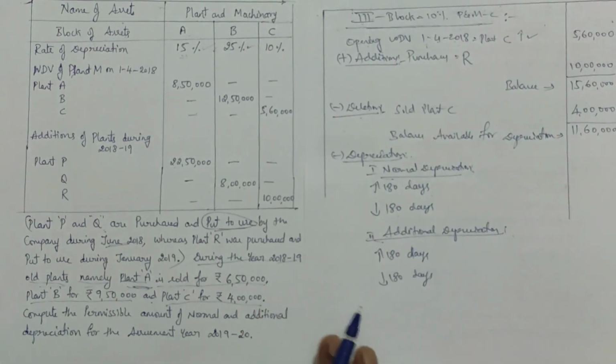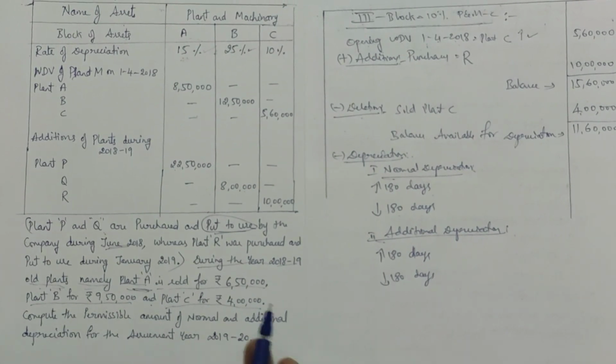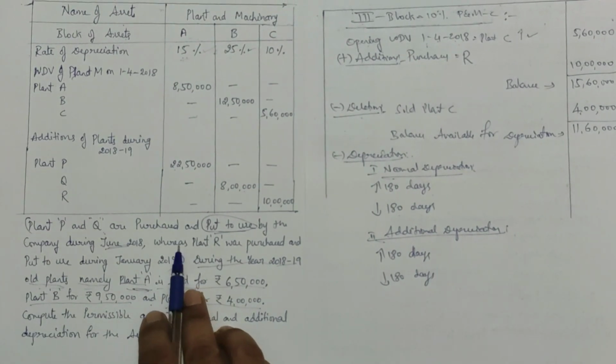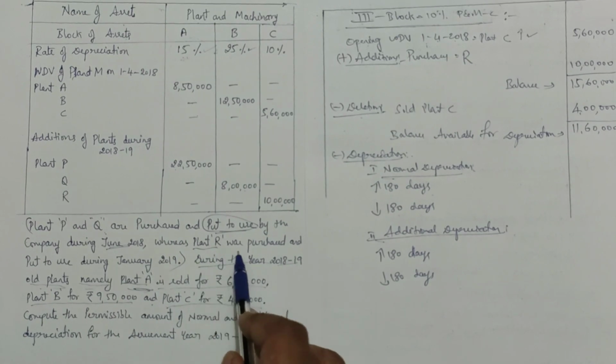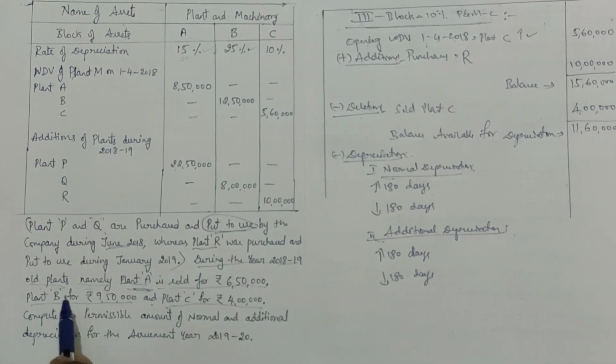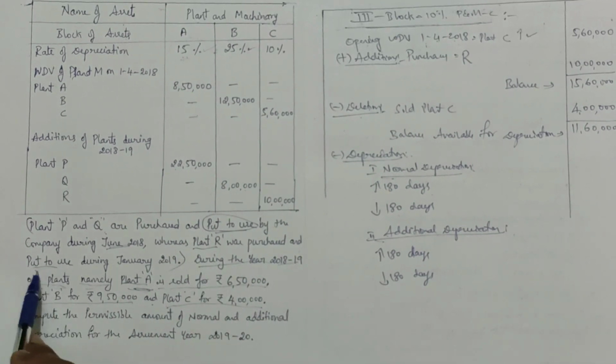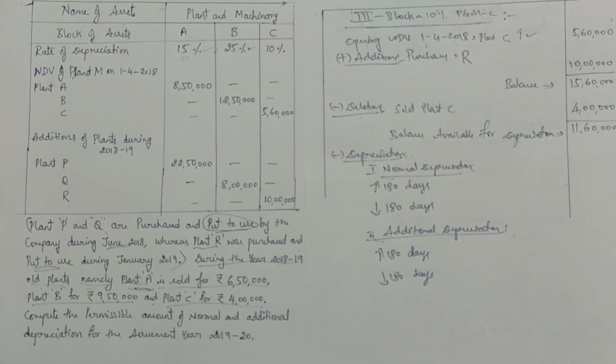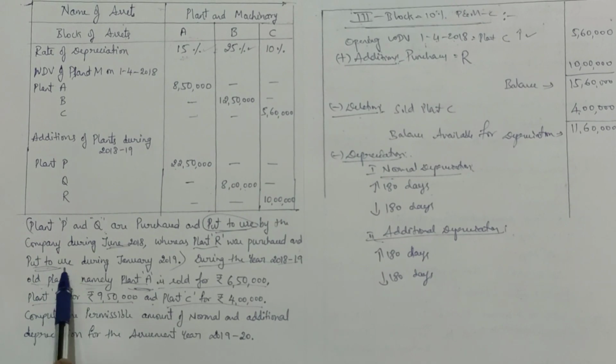Next we will check the purchase of plant R. Right? So here we'll continue. Here we have an adjustment, whereas plant R was purchased and put to use. Keep it in mind. Always we need to check assets from the date of put to use. That means from the usage of assets. So when they start using assets, from that day to the last day of the financial year, we need to calculate the days.